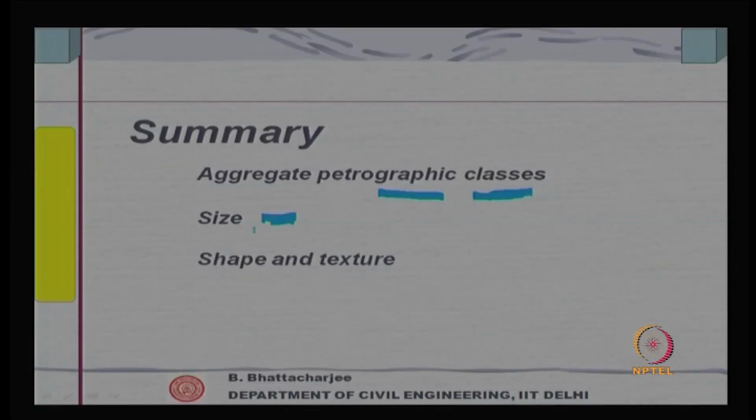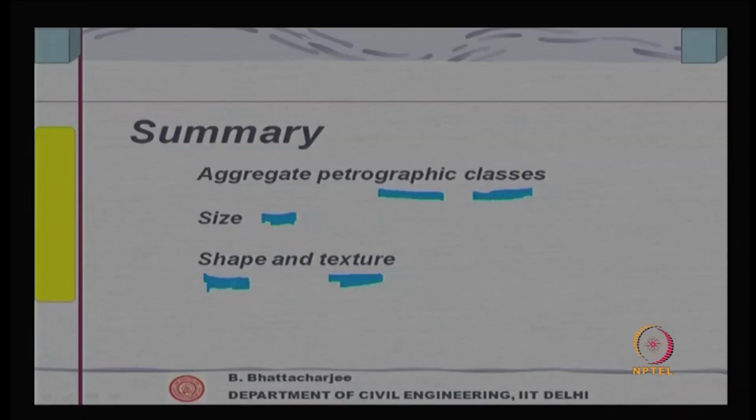Then we have looked into size, how you define them, but the influence of size, how it is important in concrete, that we did not look into, and we looked into what shape and texture are. So, in the next class we will look into how they are relevant. Shape, of course, we have already mentioned that packing would be better with rounded shape, and we will look into the issue of size and its relevance in concrete. One important thing is it is relevant in concrete because the better the packing, the less paste I will require.